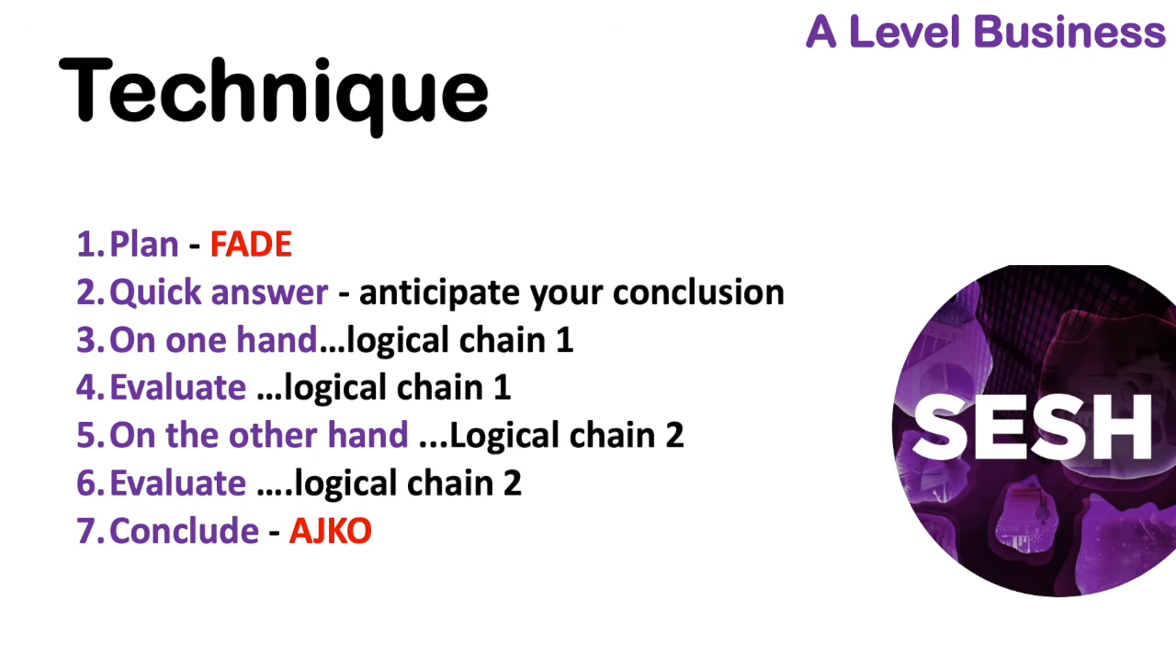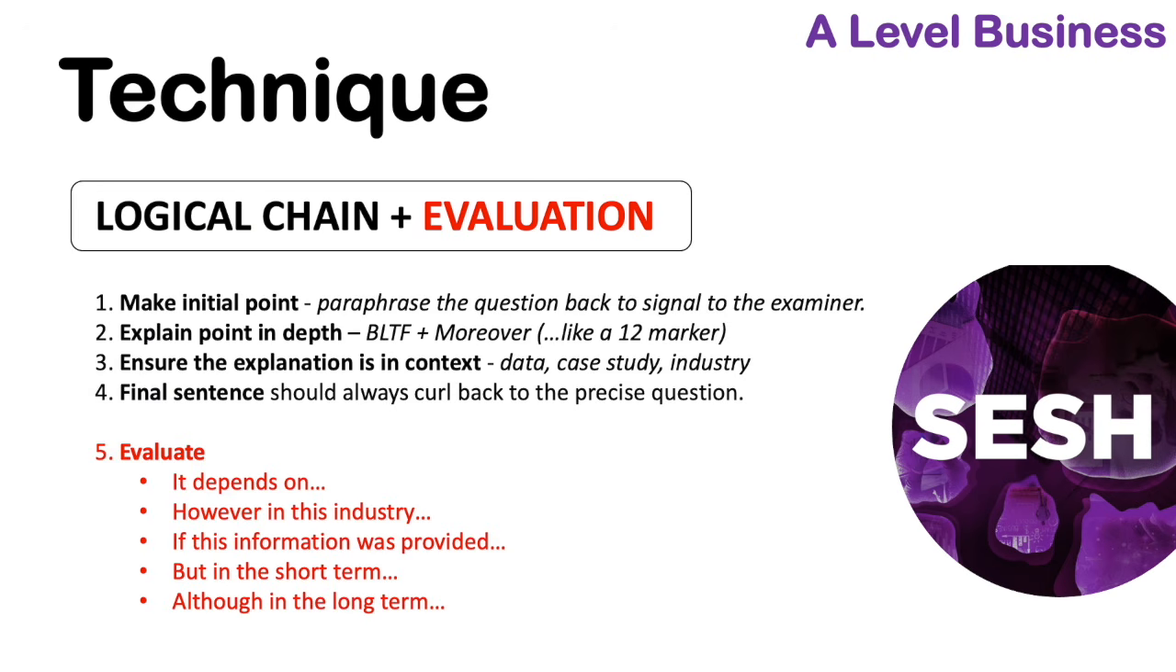So on one hand, logical chain 1. Then make sure you evaluate that logical chain. And then 5, on the other hand, so take the other side of the argument, and then do another logical chain. And then 6, evaluate. You're evaluating that second logical chain, and then you want to make a conclusion, which is your AJKO. Now, moving on to those logical chains. In this case, you're doing one on one side of the argument and another on the other side of the argument. Each of them will be with evaluation.